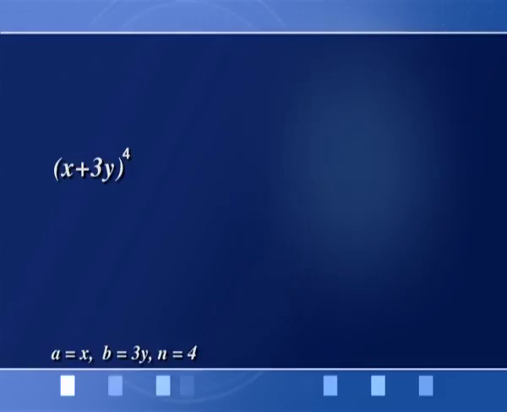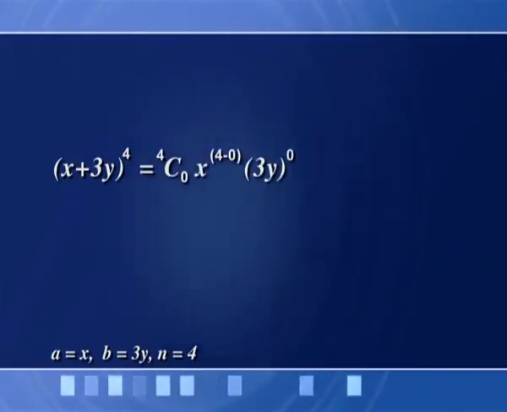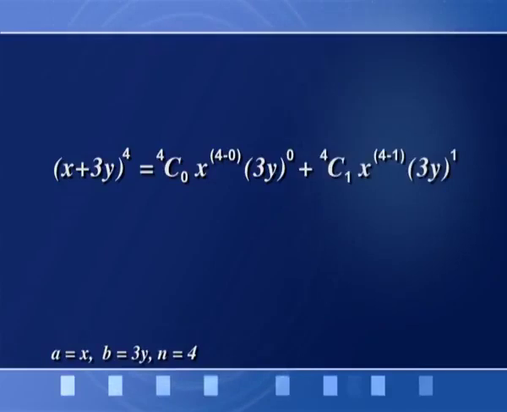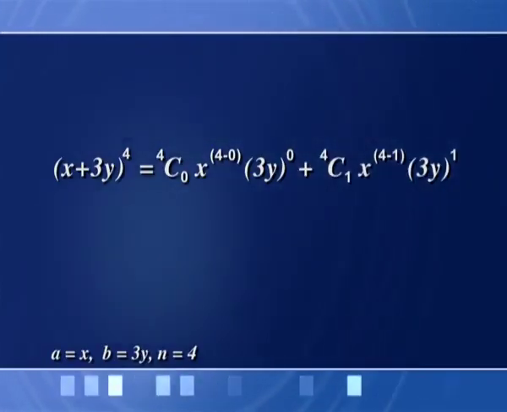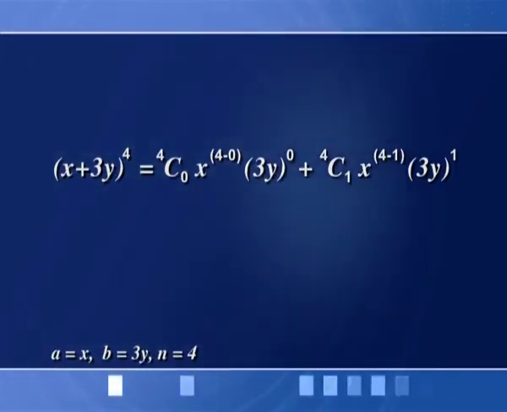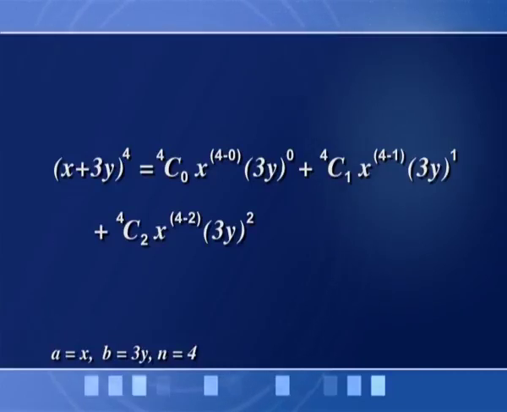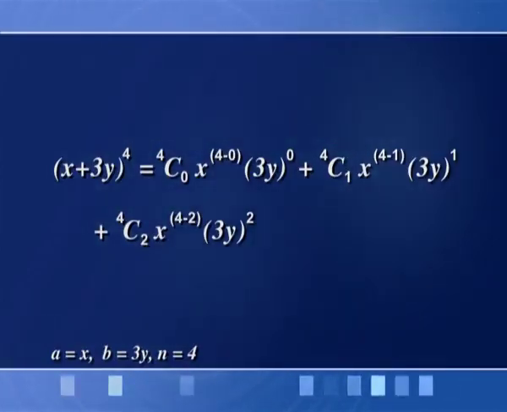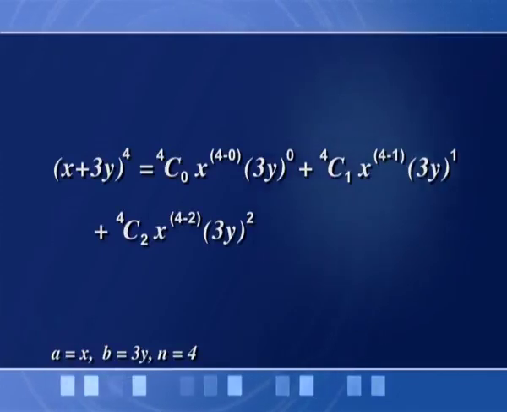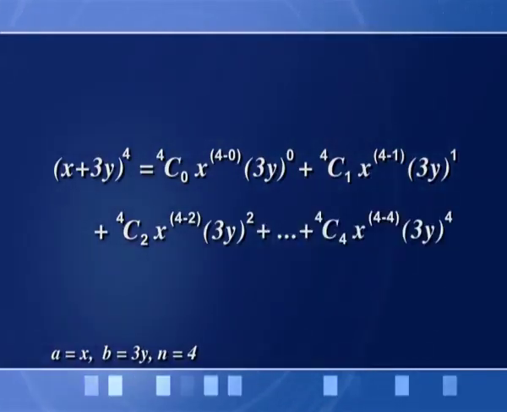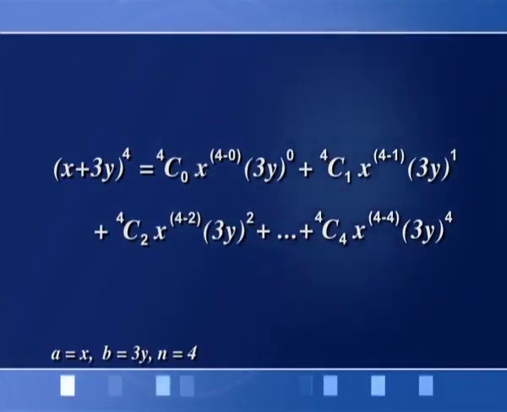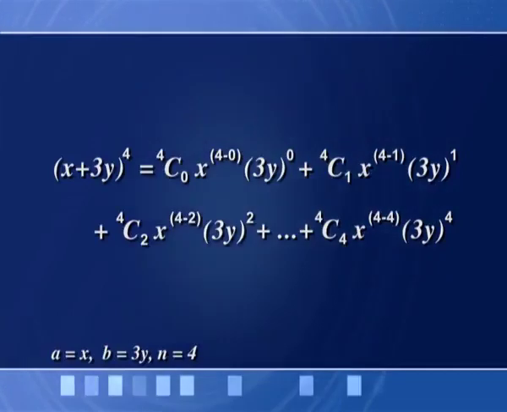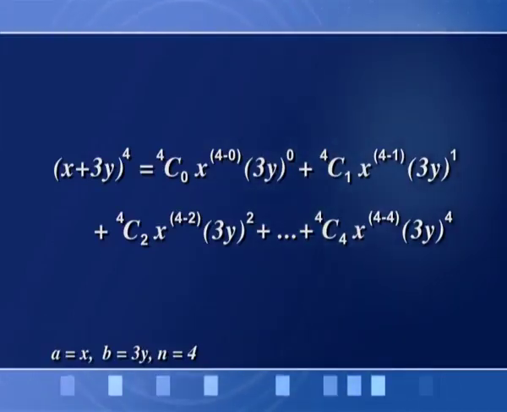So, we start with the first term, which is 4C0 x^(4 minus 0) (3y)^0 plus 4C1 x^(4 minus 1) (3y)^1 plus 4C2 x^(4 minus 2) (3y)^2, and the last term is 4C4 x^(4 minus 4) (3y)^4. These are all the terms in the expansion of (x plus 3y) raised to the power 4 using the binomial theorem.